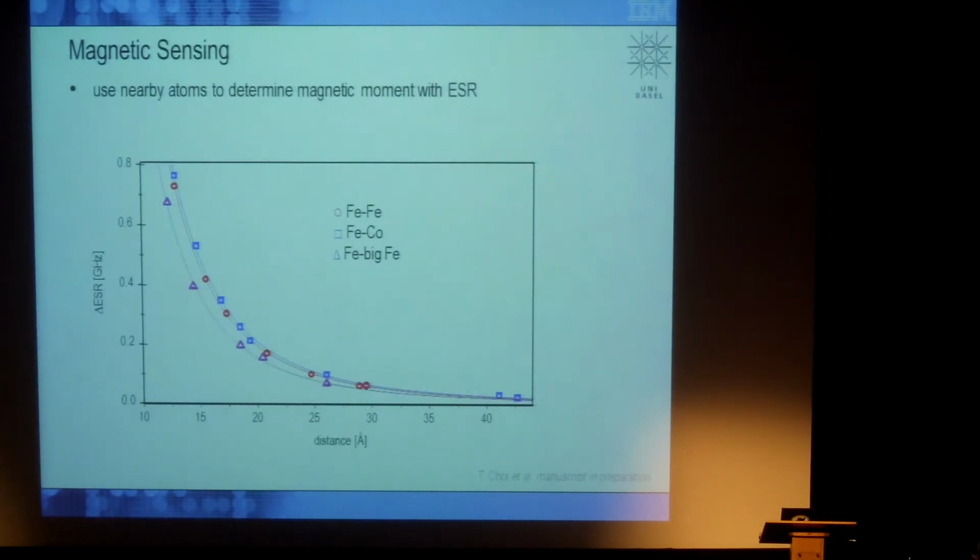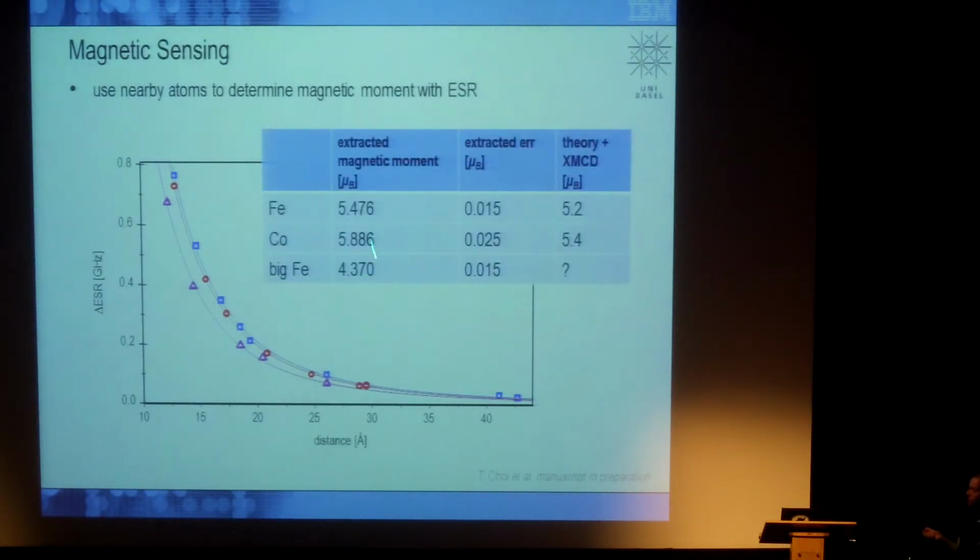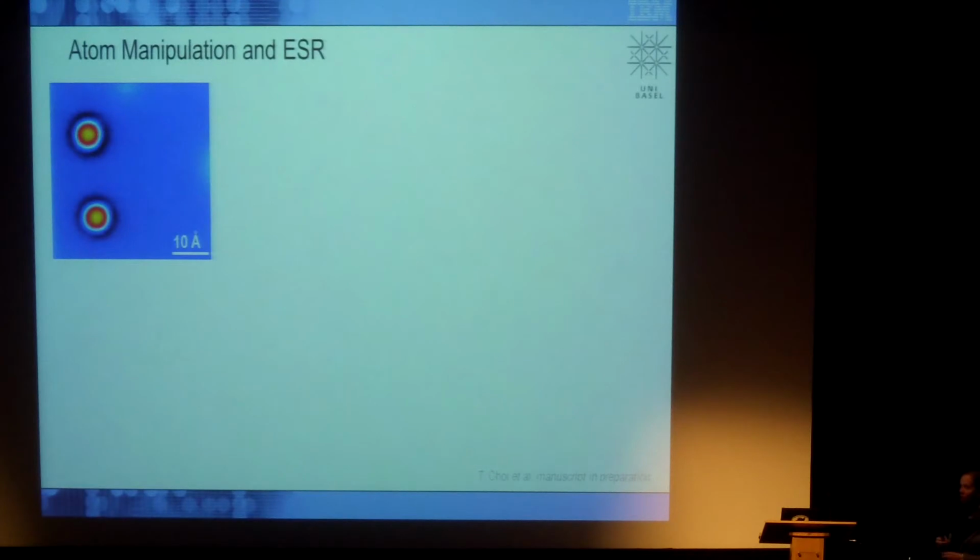And then there is something that we call the big iron, which is maybe a different charge state of the iron. We're actually not entirely sure what it is. But we can, with this, determine very precisely the magnetic moments of these nearby species, even though theory might not actually be as precise as that. With this, we can really be a lot more accurate. And then we can go ahead and use other capabilities of STM to play even more with this.